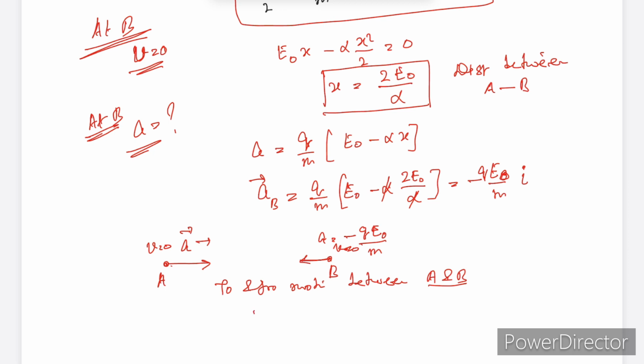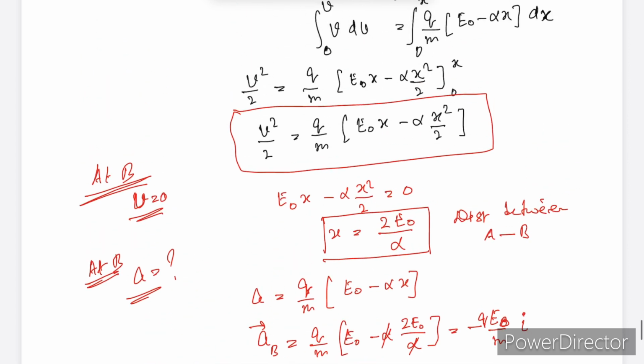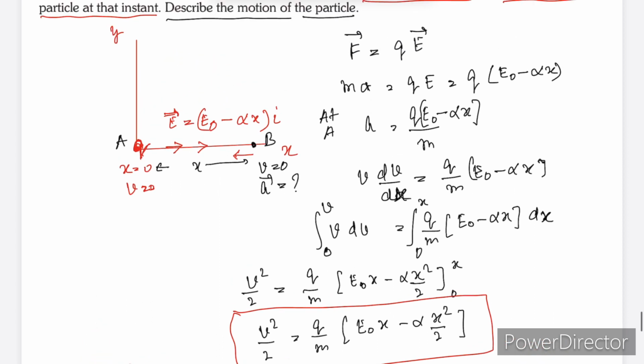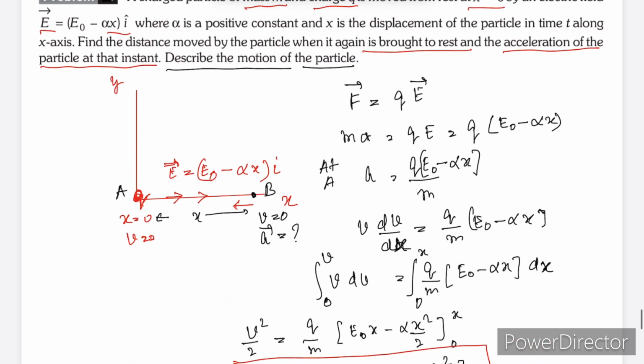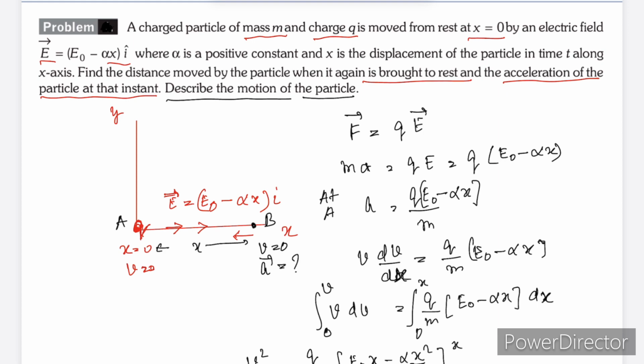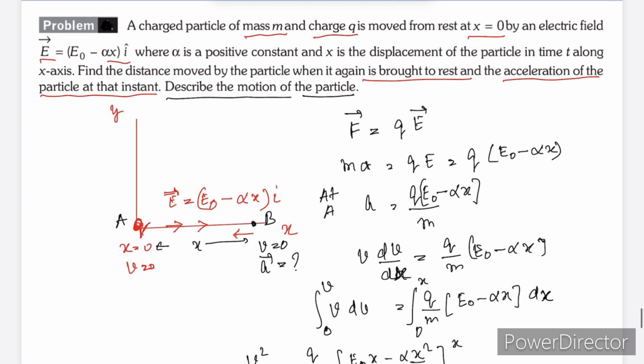What would be the mean position? The mean position will be in the middle of this distance, and that is x equal to E0 upon alpha, since the distance is 2E0 upon alpha. So this is how we can solve this question. I hope you understood all the parameters here. It was a very good question.